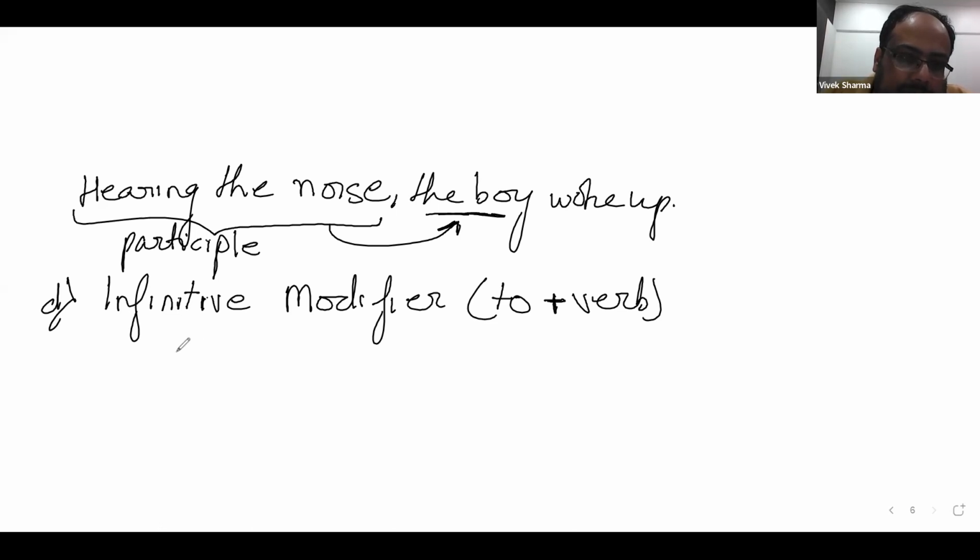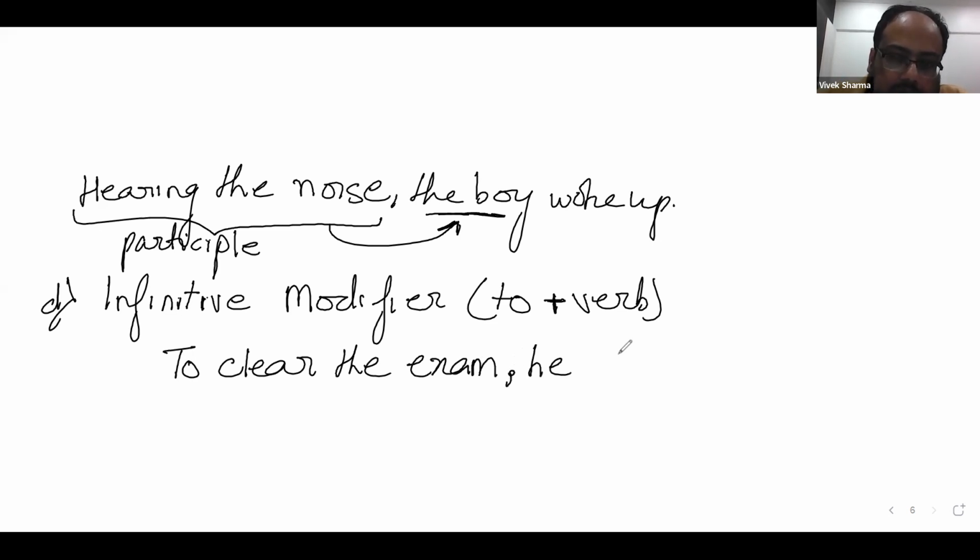For example, look at this. To clear the exam, he studied hard. What is the modifier in this sentence apart from hard? Hard is a single word adverb. Apart from hard, what is the modifier?